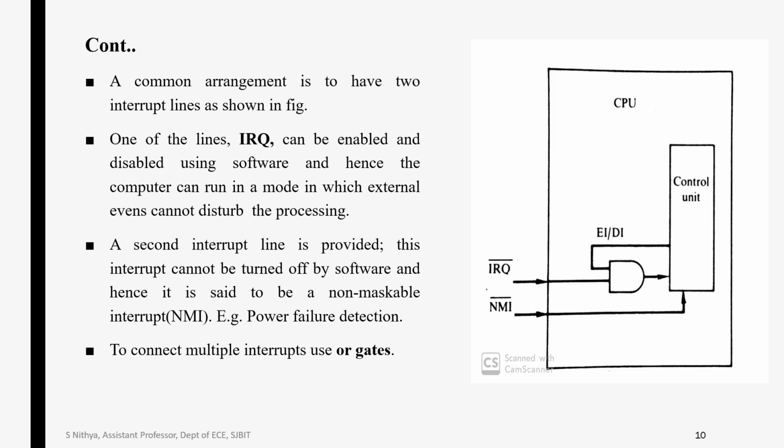A common arrangement is the two interrupt lines shown here, the IRQ and the NMI. Both are low-level interrupts, and one of the lines, IRQ, can be enabled and disabled using software. Hence the computer can run in a mode in which external events cannot disturb the process. The second interrupt line cannot be turned off by the software and hence it is said to be a non-maskable interrupt, for example, power failure detection. So to connect multiple interrupts, use gates.